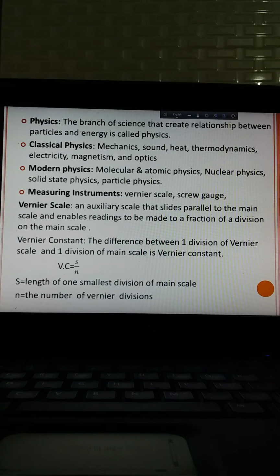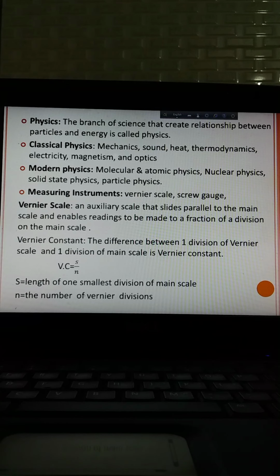Vernier constant. What is vernier constant? The difference between one division of vernier scale and one division of main scale is called vernier constant. In your lab work, you have seen slide calipers, and you have known about vernier scale, vernier constant as well, main scale. You have been familiar with these terms in your lab class. So vernier constant is the difference between one division of vernier scale and one division of main scale.